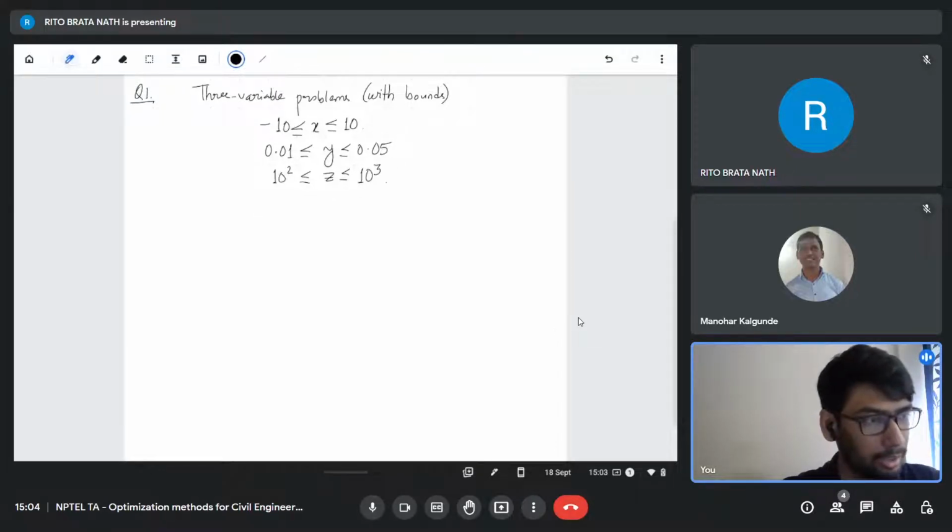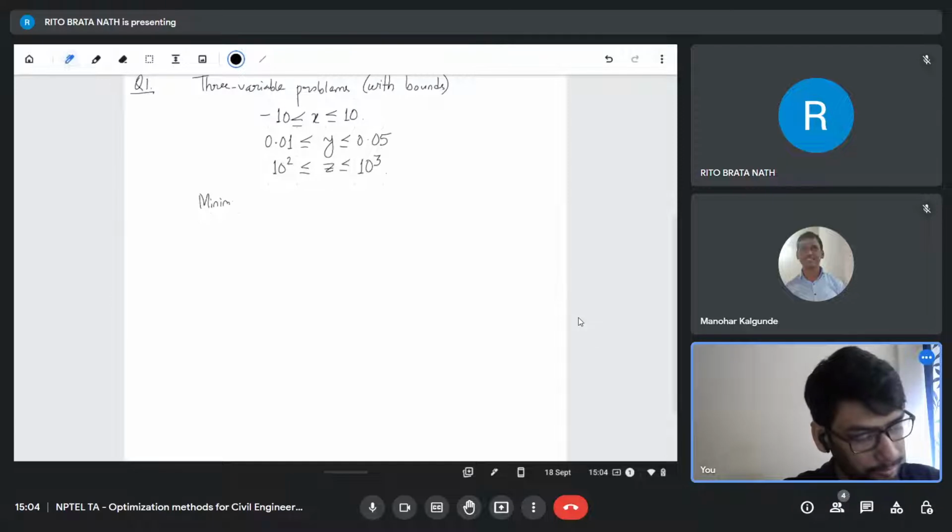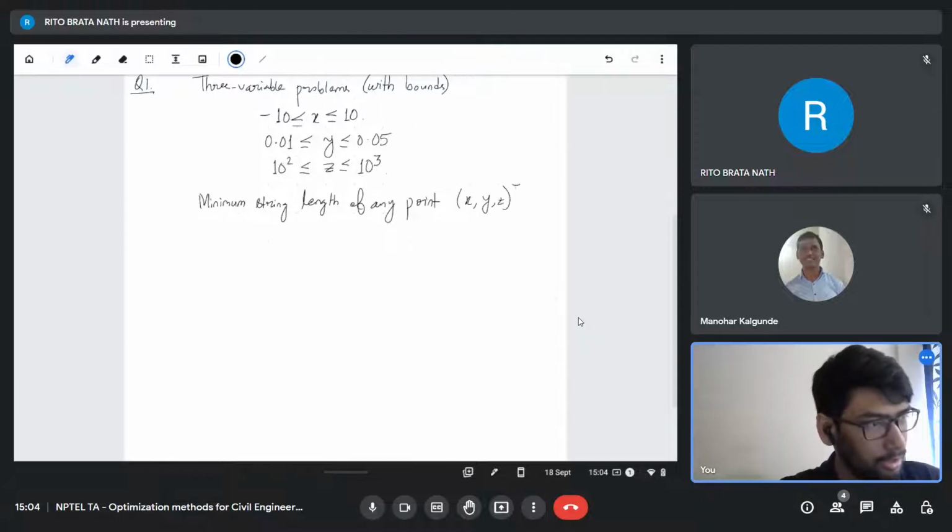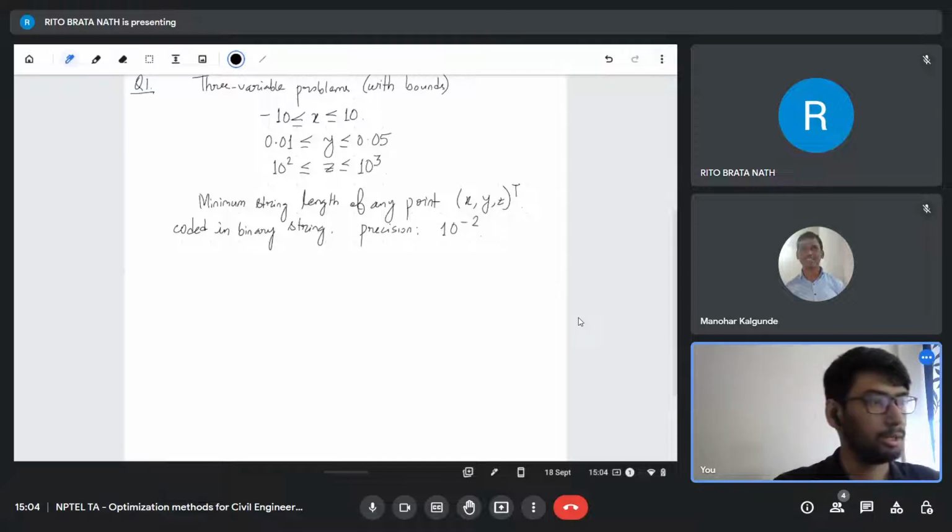So I'm asking you the minimum string length of any point x, y, z coded in binary strings. The precision, or the accuracy, whatever you call it, that I want is 10 to the power minus 2, so it's two significant digits. So let's try to solve this.